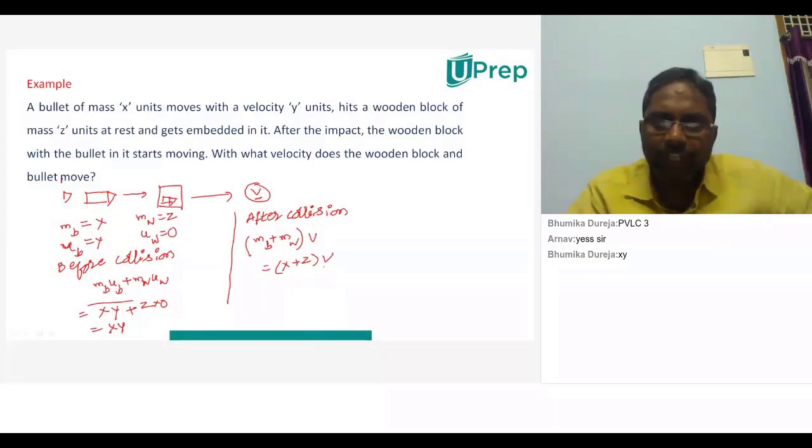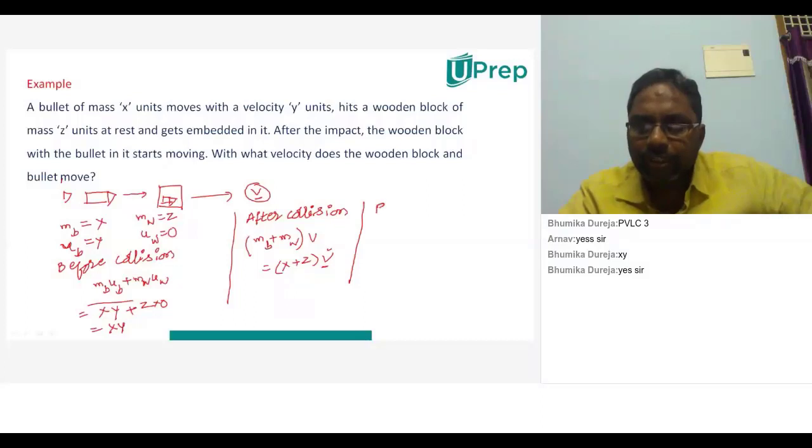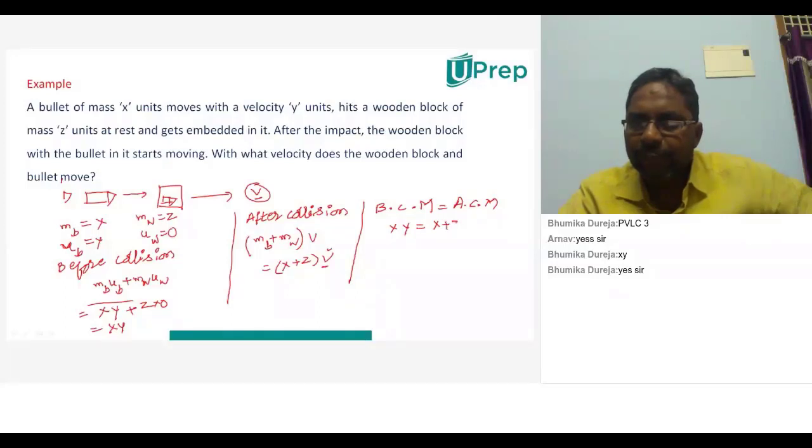And our aim is to find out which value here? The common velocity v. And how can we find the common velocity here? Momentum before collision will be equal to momentum after collision. So I am writing both. Before collision, momentum will be xy, which is equal to after collision, x plus z into v. Then we have to find the value of v. v is equal to xy divided by x plus z. If it goes to this side, we write x plus z. So v will be equal to xy by x plus z. This will be the answer.